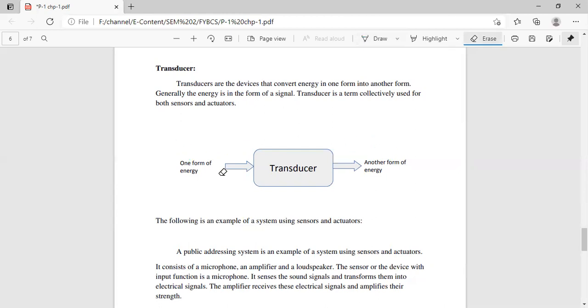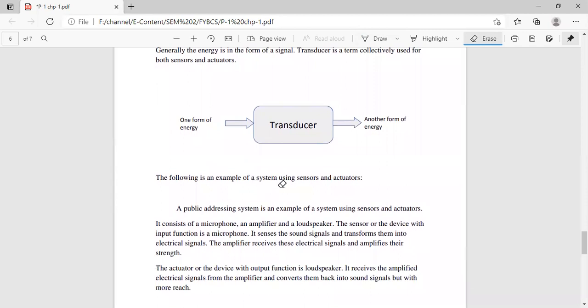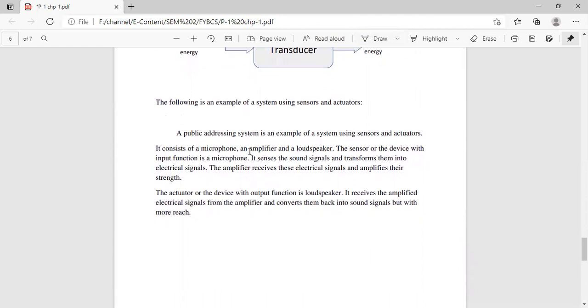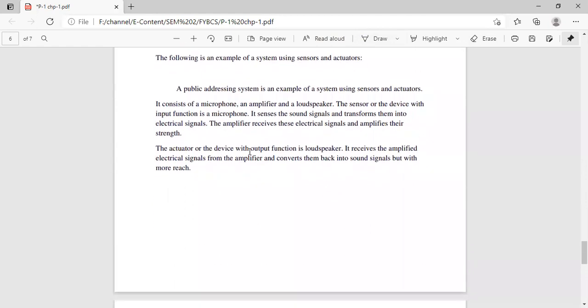After that, the following is an example of a system using sensors and actuators. Now, examples of sensors and actuators. A public address system is an example of a system which uses sensors and actuators. Now we know the PA system is such an example. What sections will the PA system include? It will consist of a microphone, an amplifier, and a loudspeaker, right?